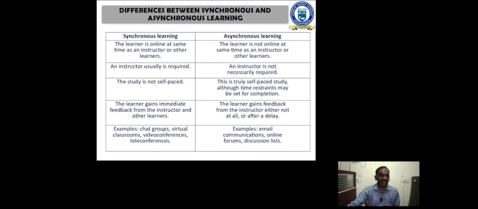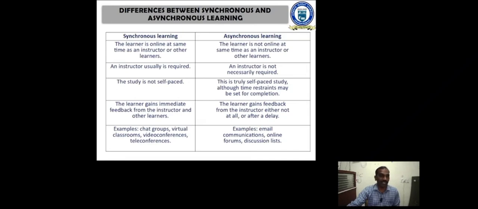In synchronous learning, the study is not self-paced, but in asynchronous learning, the study is self-paced, although time restraints may be set for completion. In synchronous learning, the learner gains immediate feedback from the instructor and other learners. But in asynchronous learning, the learner gains feedback from the instructor either not at all or after a delay.